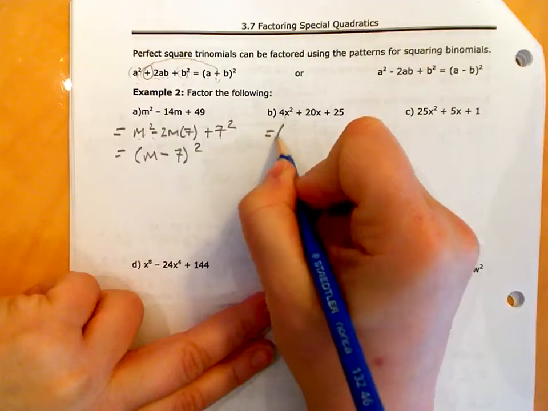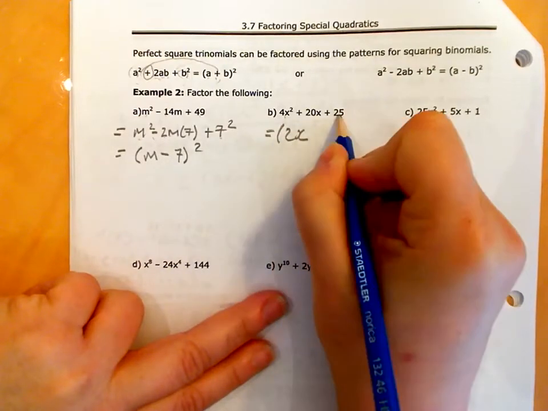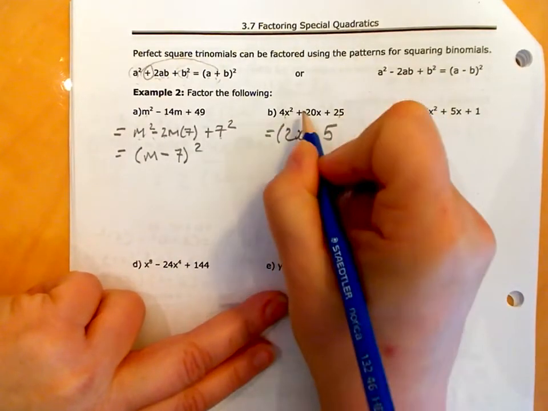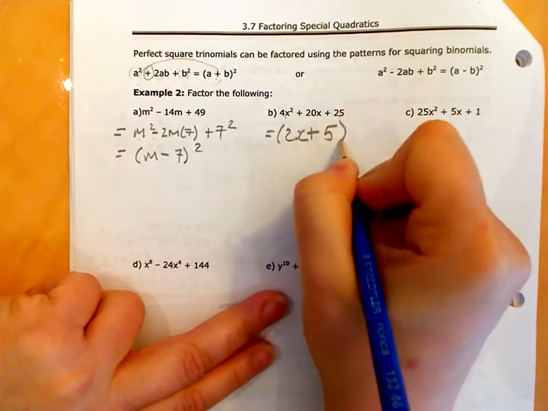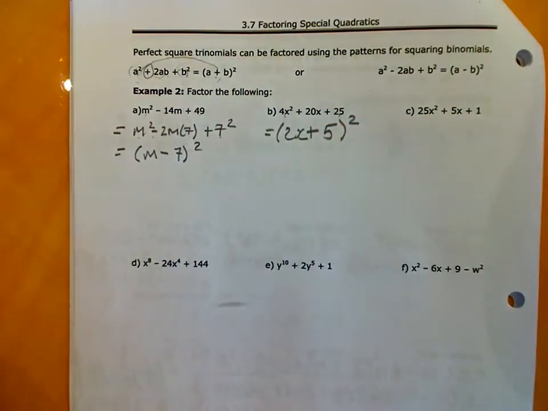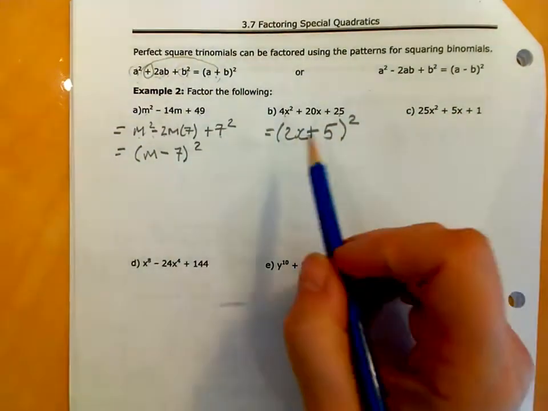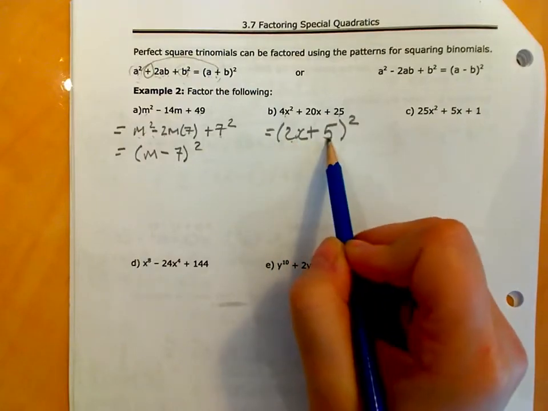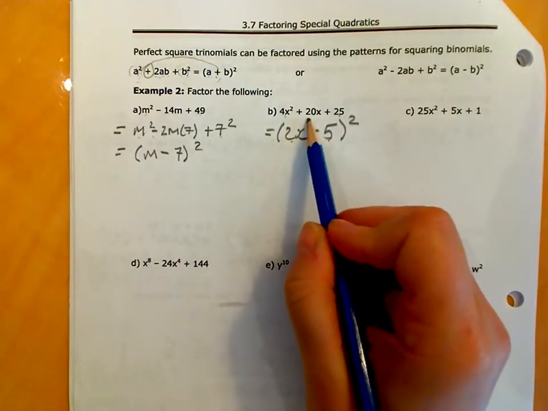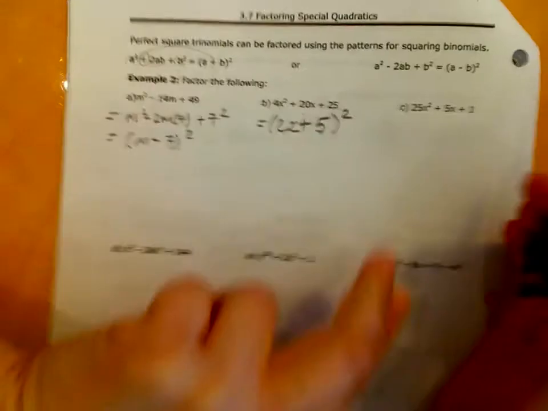So let's see here. The square root of that is this. The square root of that is this. The sign of that is there. Now let's check to make sure this is a perfect square trinomial. This times this is 10x, doubled is 20x. We're good. Let's do another one.